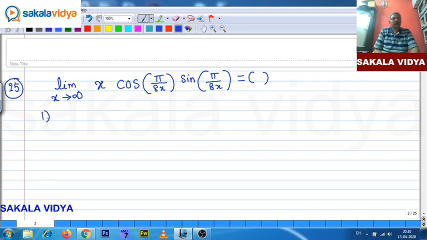First option pi, second option pi by 2, so third option is pi by 8, fourth option is pi by 4.